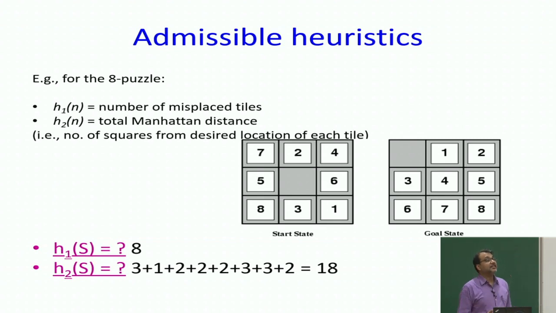Now by relaxing the assumption that I can only swap with the neighbors, I have created a relaxed problem, and in that relaxed problem the optimal cost is going to be 8, and that is my H1 heuristic, therefore it is admissible.